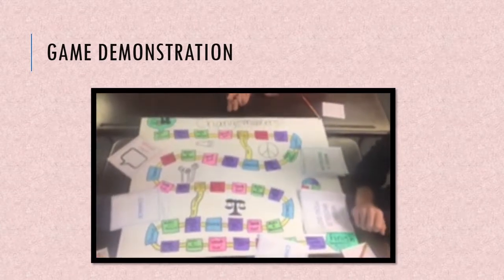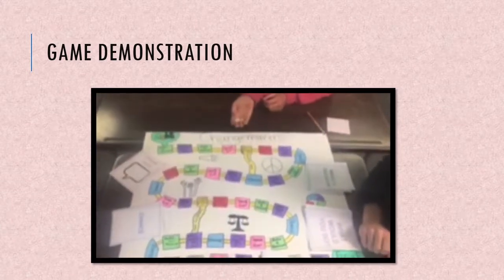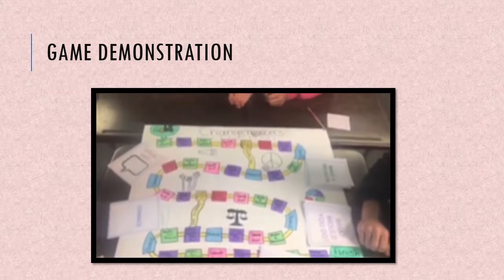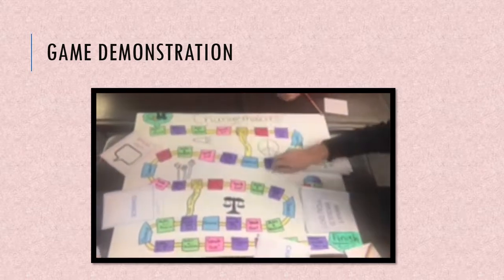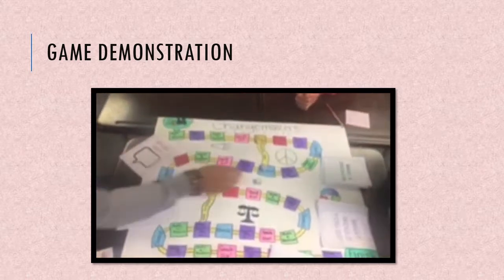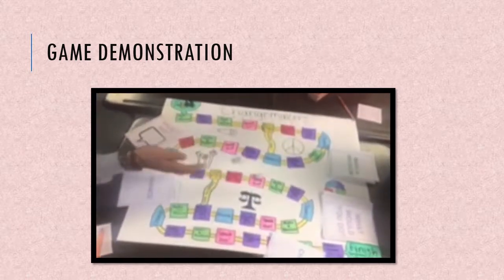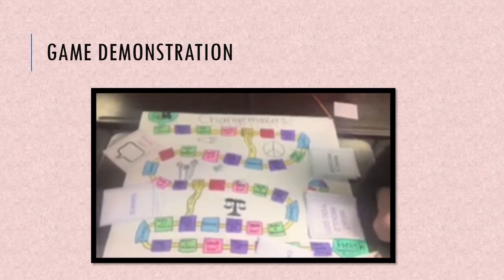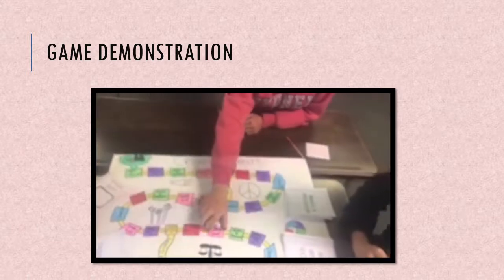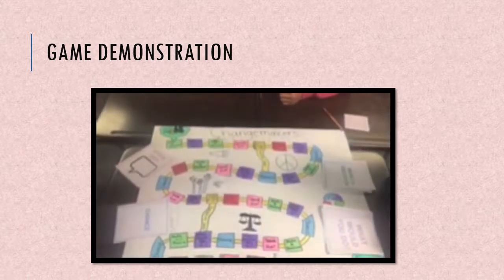Alright, so to begin the game, players will roll the dice to determine who goes first. The player with the highest roll will go first. Who goes first? I don't know. Okay. And play will continue to the right.